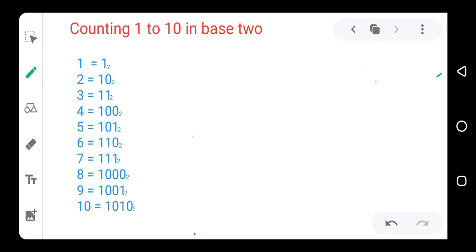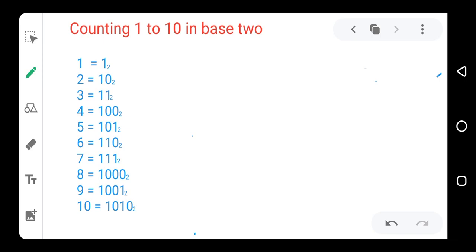4 is 1 0 0 in base 2. 5 is 1 0 1 in base 2. 6 is 1 1 0 in base 2. 7 is 1 1 1 in base 2. 8 is 1 0 0 0 in base 2. And 9 is 1 0 0 1 in base 2. 10 is 1 0 1 0 in base 2.